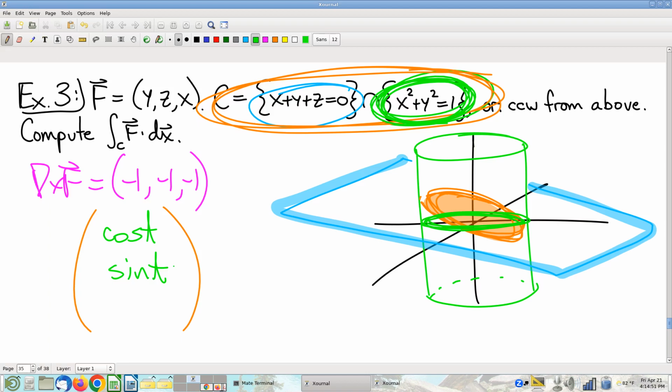Everybody follow that part? Now there's the question of z. Where am I going to get z from? Well, don't forget this entire curve is also on the plane, which has this equation in which I can straight up solve for z. Z is apparently minus x minus y. So that means I get minus cosine t minus sine t.